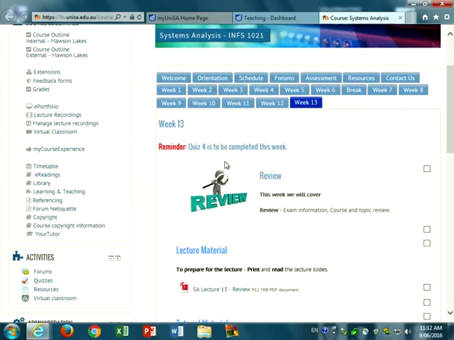So I'll be going through the structure of the sample exam during the lecture today, as well as answering any specific questions you have about the exam, and also giving you some tips and strategies in terms of approaches to study for the actual exam.